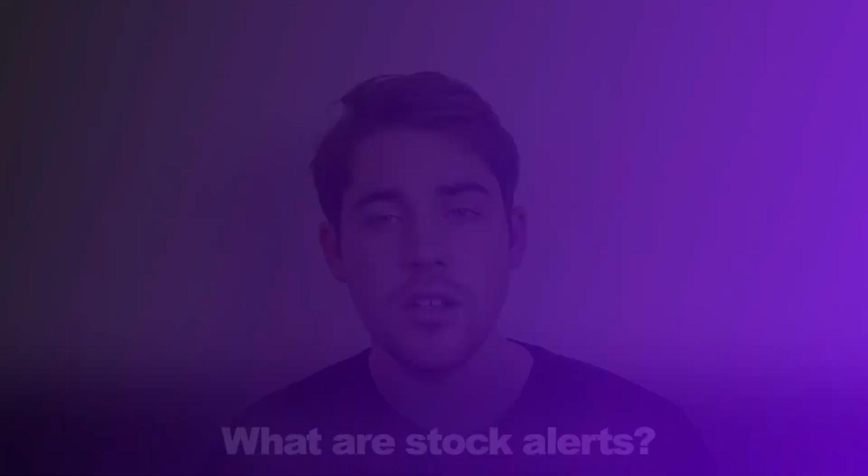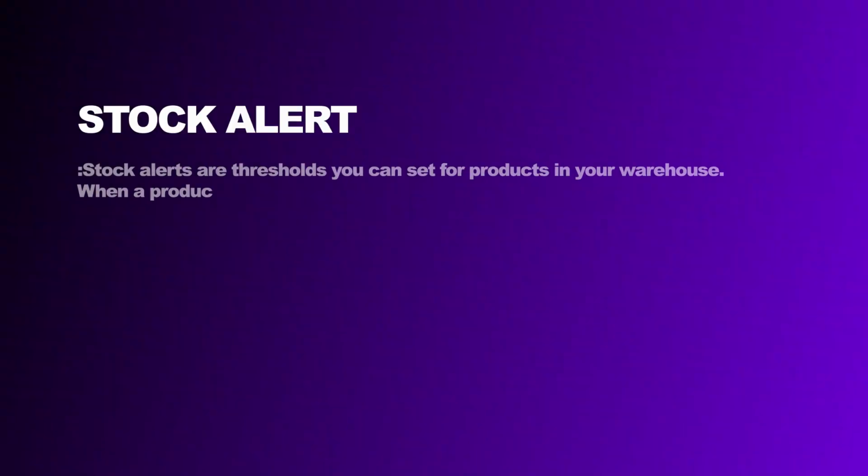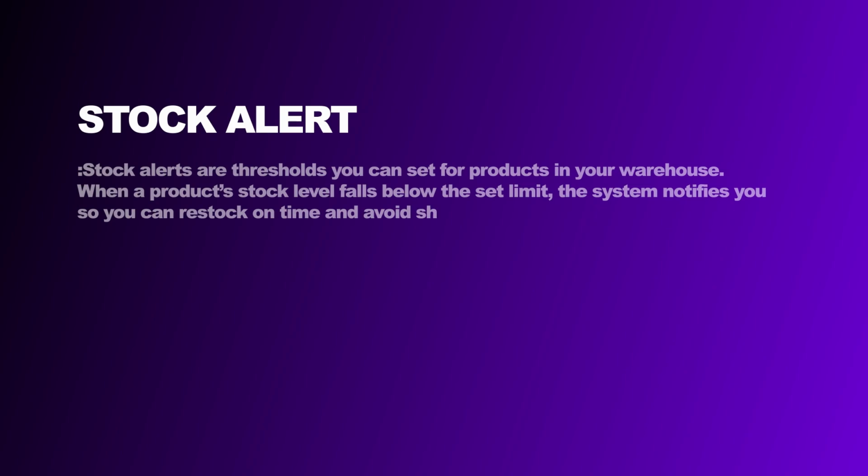Let's get started. What are stock alerts? Stock alerts are a threshold you can set on either a product, all the products at a warehouse, all the products in an organization, or if you're a 3PL, all the products for a specific client. And if a product's inventory falls below that threshold, then you'll get either an alert via Slack or via email.